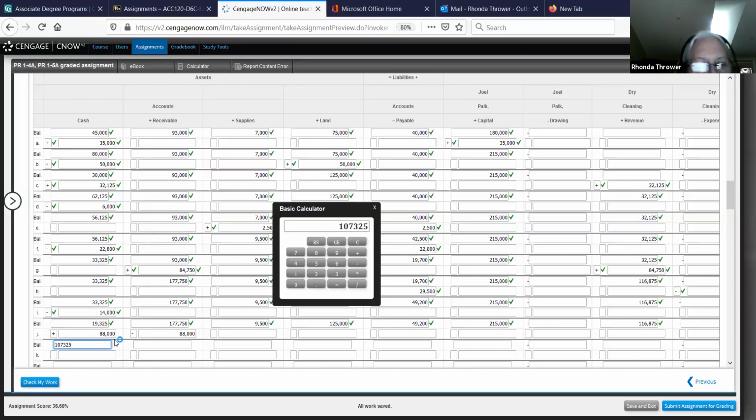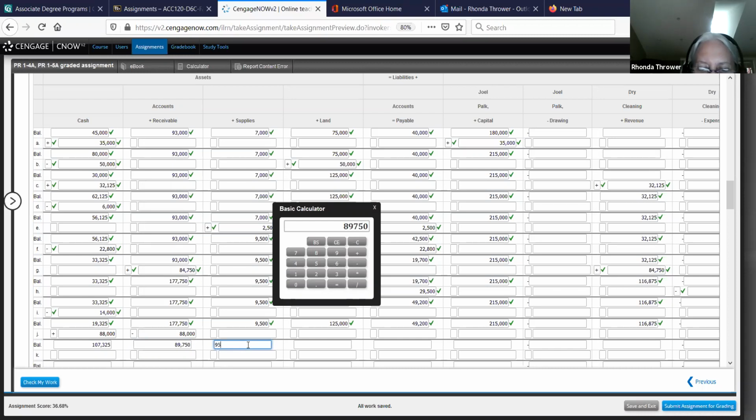$107,325 is my new balance in my cash account. I've got to subtract $88,000 that I received from my customers on accounts receivable. So some of those customers that you billed have paid you, but some of them still owe you some money. And the amount that they still owe, if I've subtracted right, is $89,750.